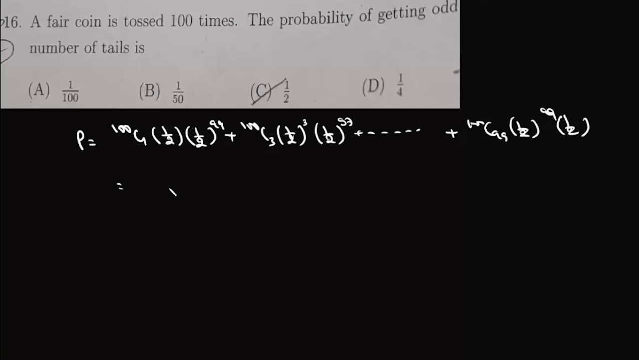So here we can take 1 upon 2 to the power 100 common. So there will be 100C1 plus 100C3 up to 100C99, and this is times 1 by 2 to the power 100.